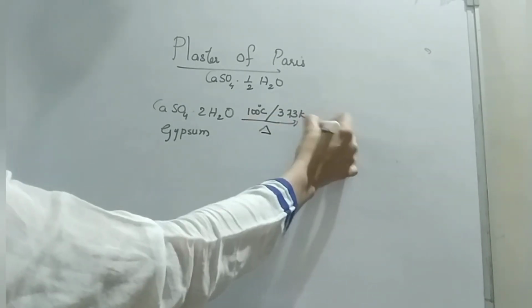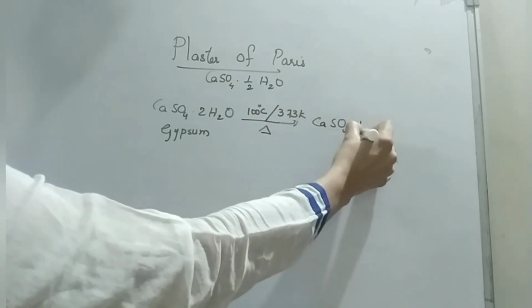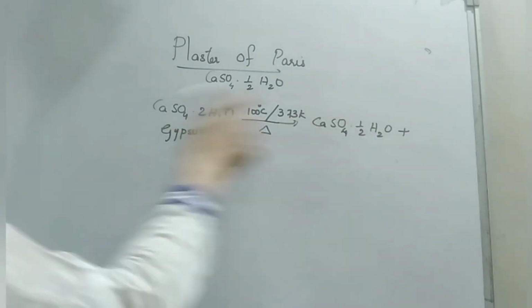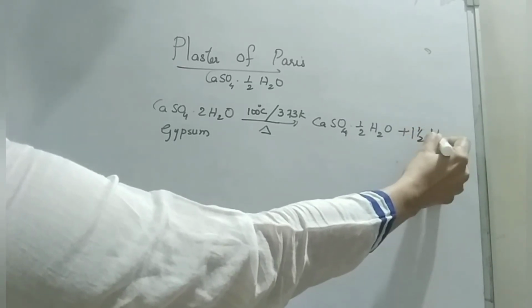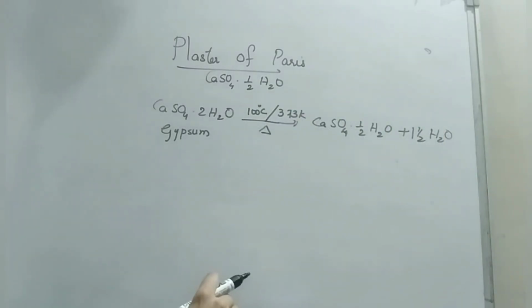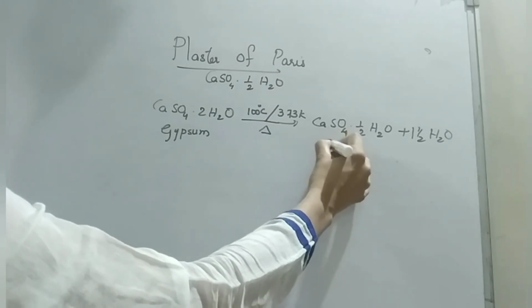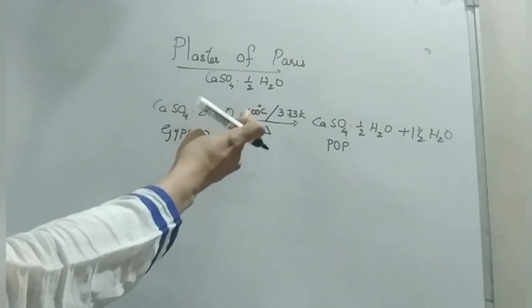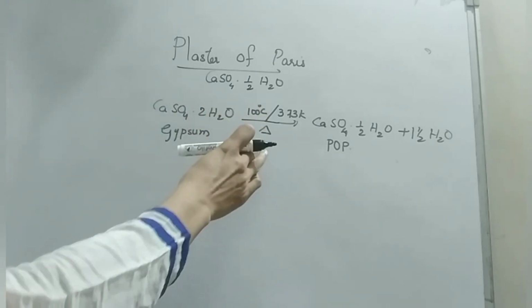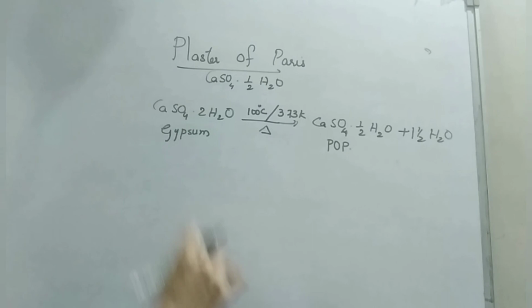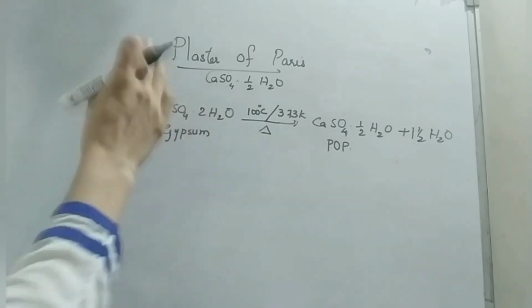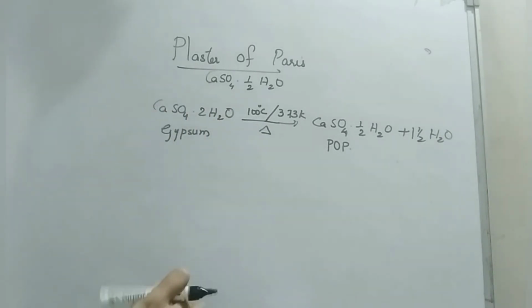On heating, we get CaSO4 half H2O plus 1.5 water molecules expelled out. This is known as plaster of Paris, POP. Gypsum on heating at 100 degrees Celsius or 373 Kelvin gives plaster of Paris, and 1.5 molecules of water are expelled out. That is the chemical formula, CaSO4 half H2O, hemihydrate. And uses.